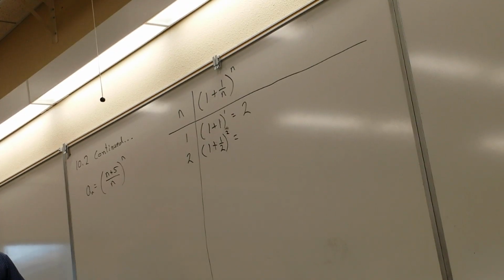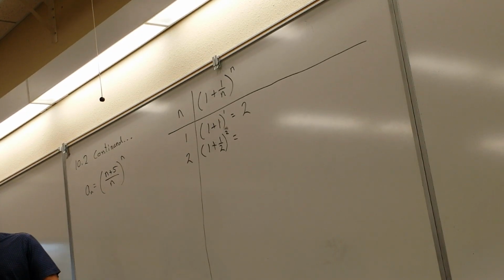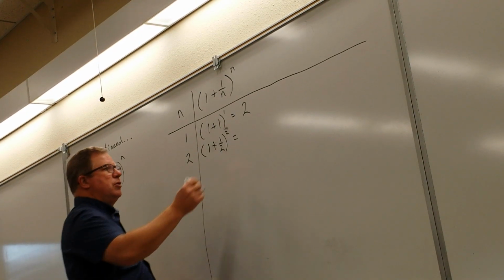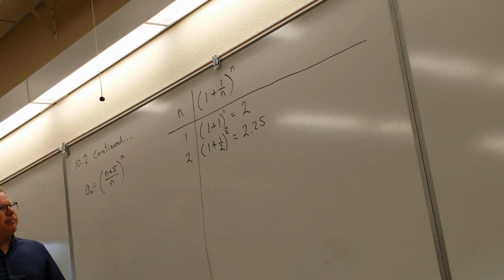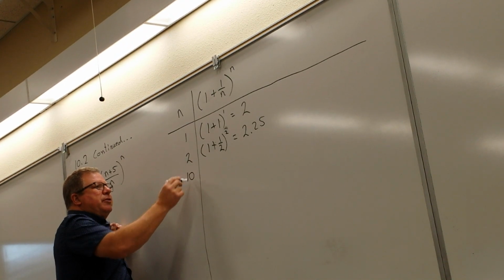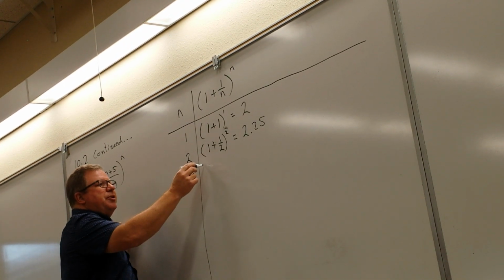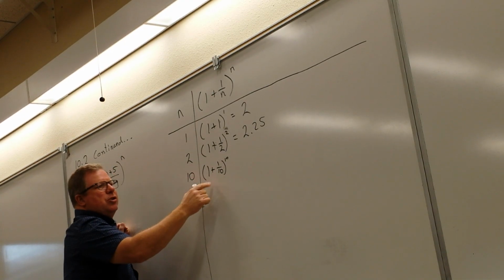Work that out. What do you get? 2.25? Is that what I heard? Yeah. Okay. All right, well, let's get this moving. Let's put in 10 for n. Now, think about this. 1 plus 1/10 to the 10th.